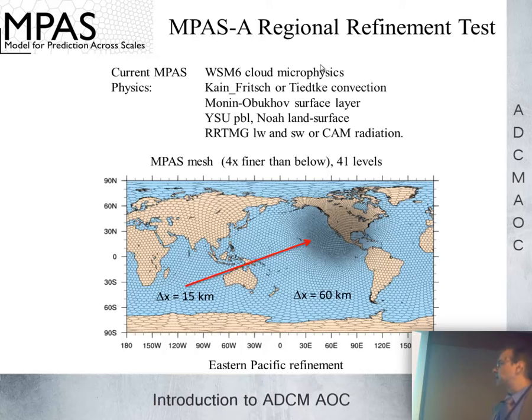And this is how MPAS can be used for regional refinement. So this, for example, is a grid, and the grid cells are shown much bigger here than they really are, just so you can see them. It goes from a 60 kilometer mesh to a 15 kilometer mesh, 4 times finer. But what you see here is 4 times bigger, so it's 240 to 60. The region of refinement is here, over the East Pacific.